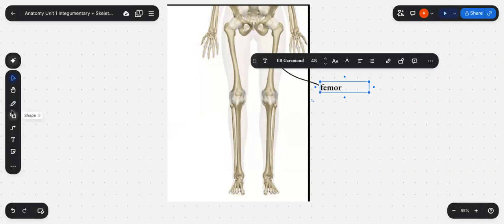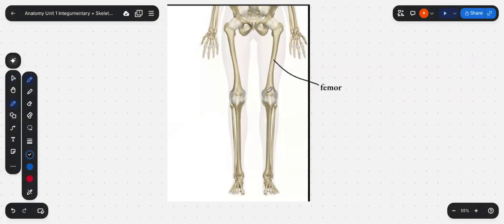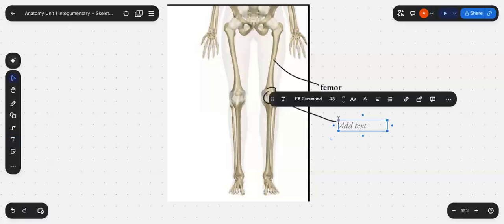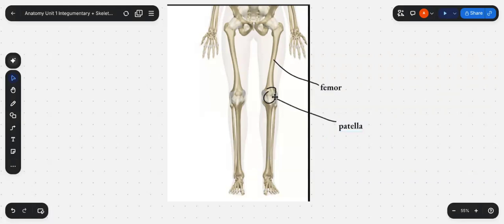Next, we have the patella, which is in between the two, kind of like the upper and lower leg region. So your patella, also known as your knee bone. And then we have your tibia and fibula.